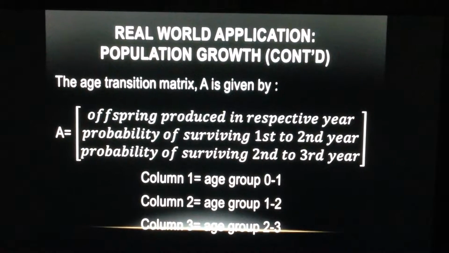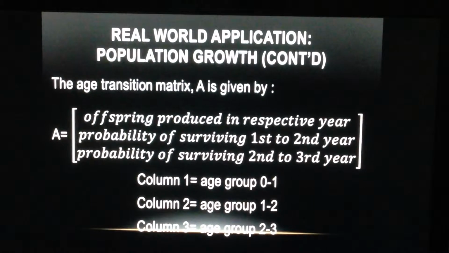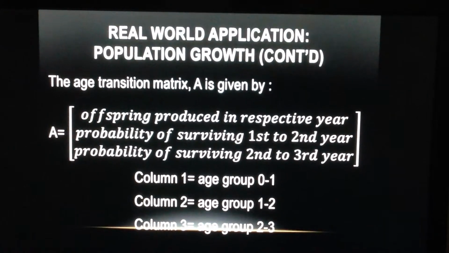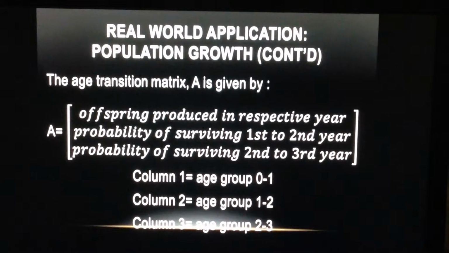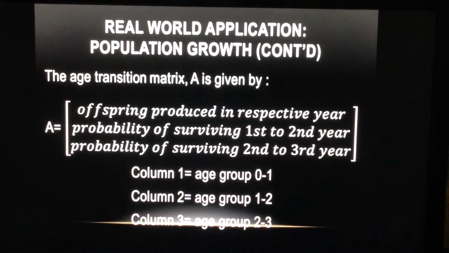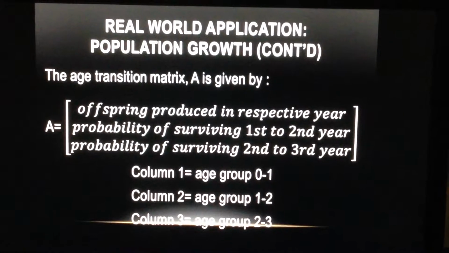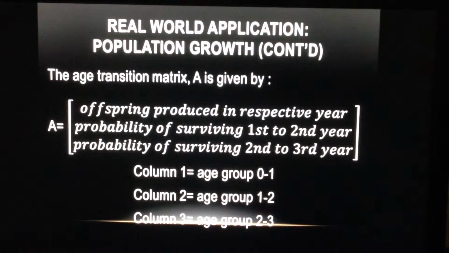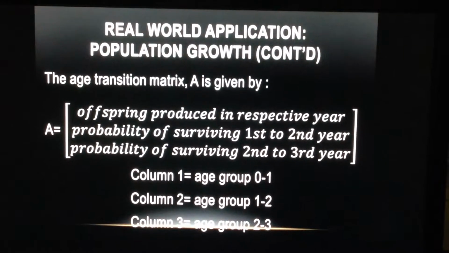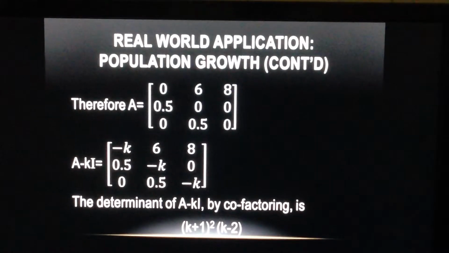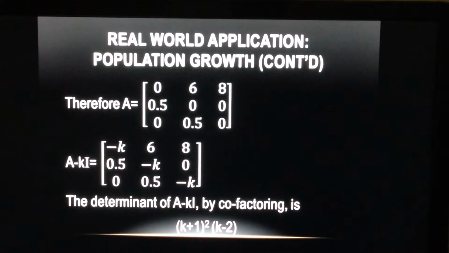You find the matrix A by doing the following. The first row is the offspring produced in each year. The second row is the probability of surviving the first to the second year. And the third row is the probability of surviving the second to the third year. Each column consists of each age group. Therefore, you would get the following matrix A with our scenario.